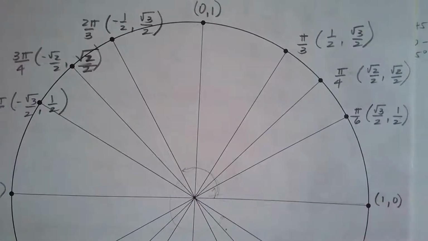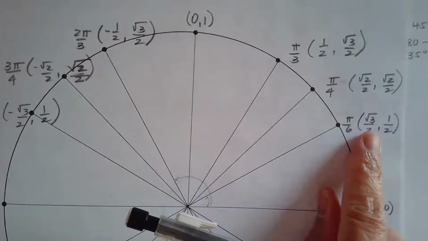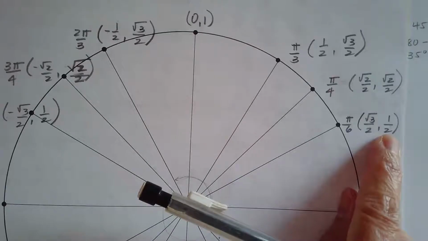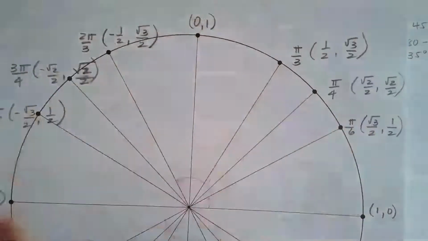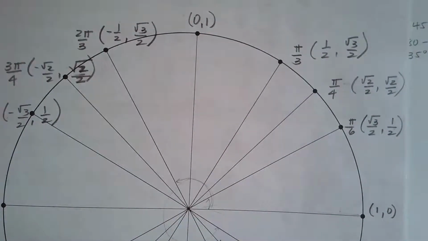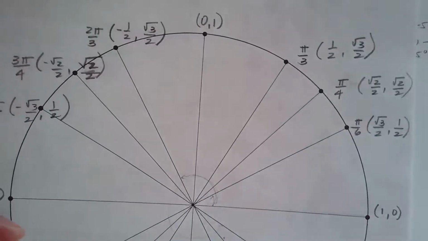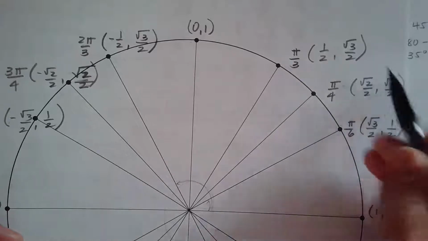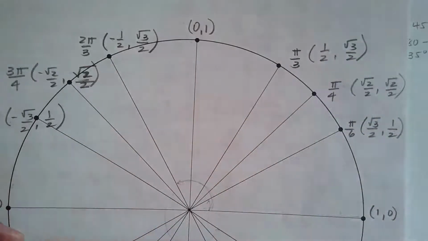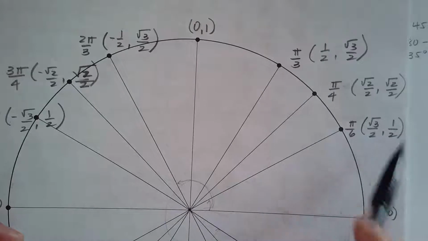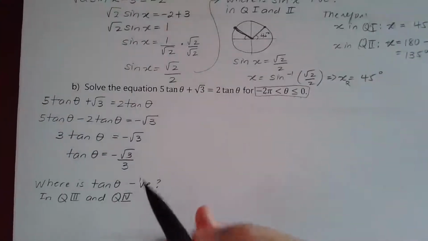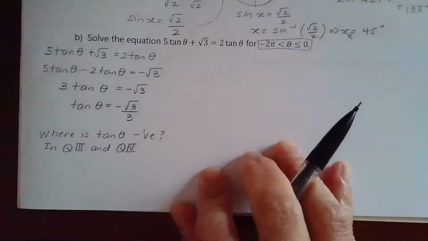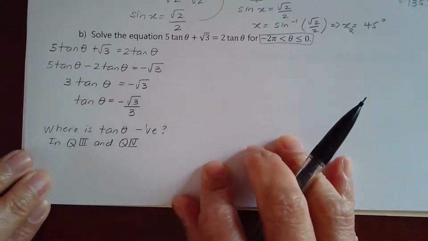So it says here, all of these values are cos of theta and sine of theta. None of these are tangent. So how can we figure out the tangent? Tangent is sine divided by cos. Now, if we do that for every single one in here, where is tan going to be negative root 3 over 3? So let's take a look.